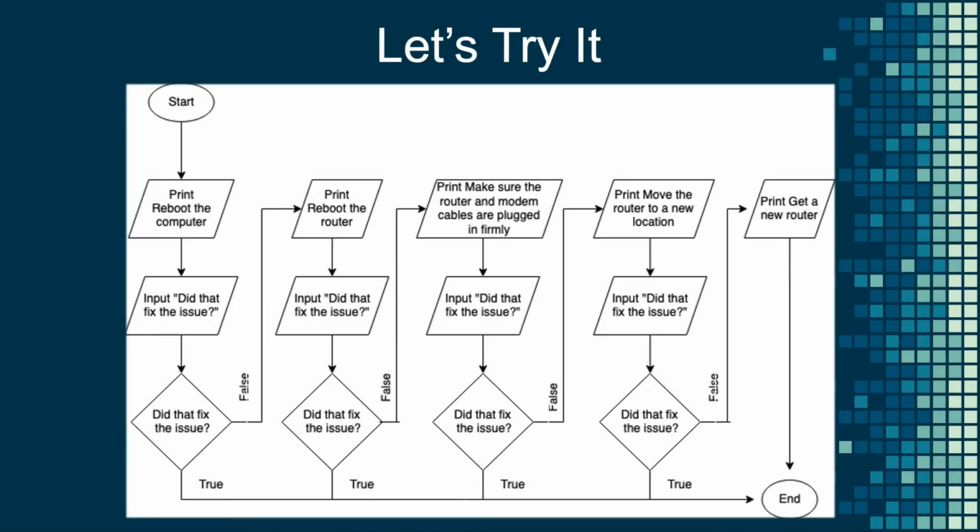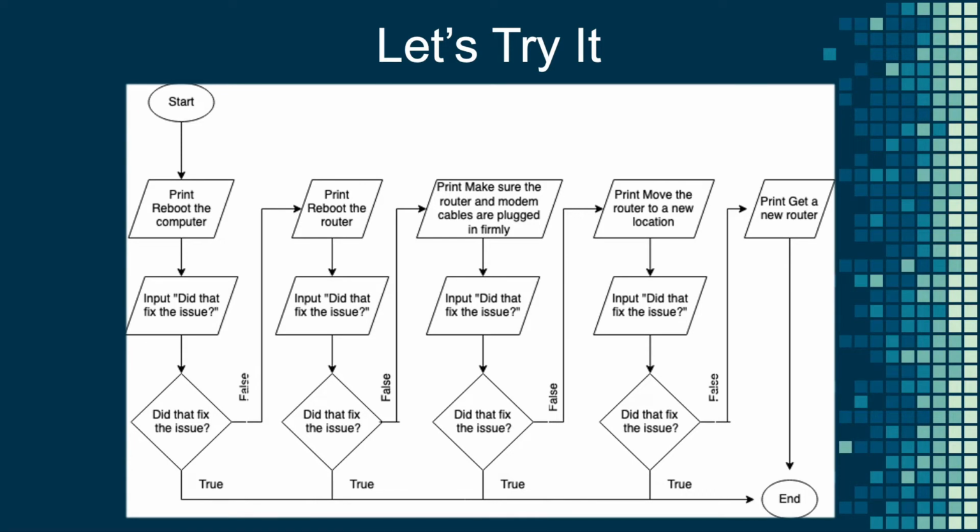So here's the actual flowchart. And again, I'm not going to make you write this because it gets a little bit crazy. But what we're going to do is start and print the first step. Then we're going to say, did that fix the issue? If it's yes, then we'll just go to the end. If it's not, we'll print the next one, check if it fixed the issue, and continue on.